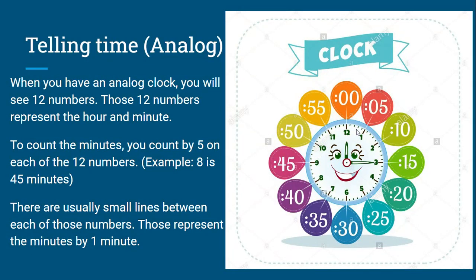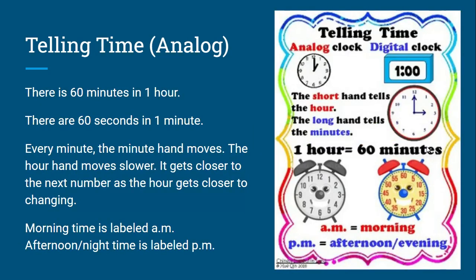There are these little small lines in between each one of these bigger numbers. Those are 1 minute markers. So if my clock showed me that the hour was 6 and the minute was right here at 2 notches past the hour, it would be 6:02. There are 5 minutes in between each of these numbers.